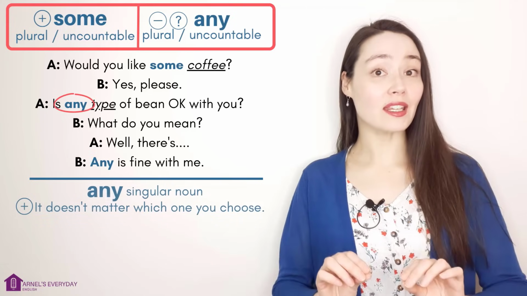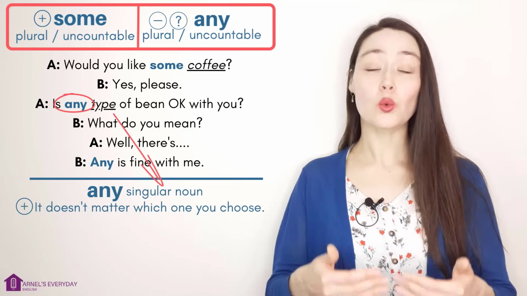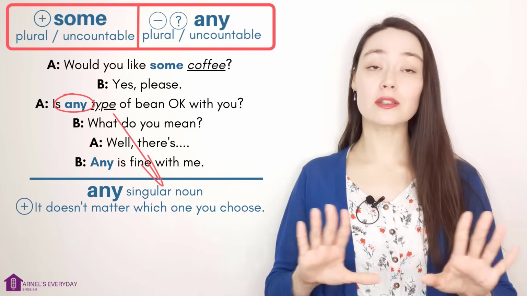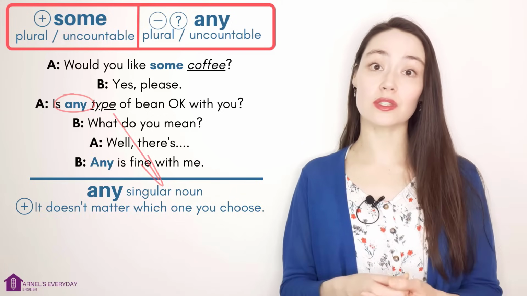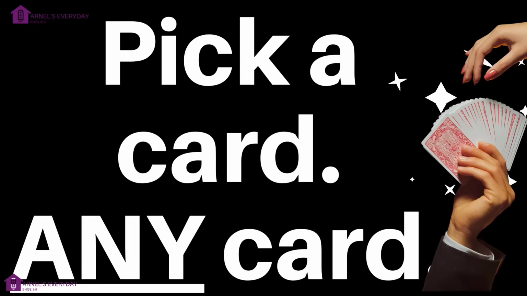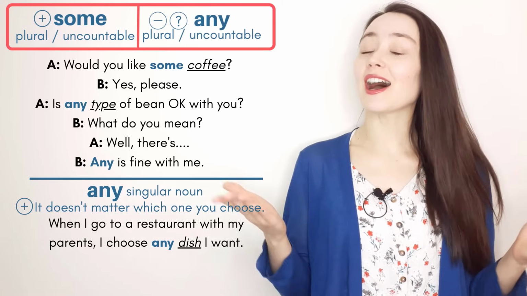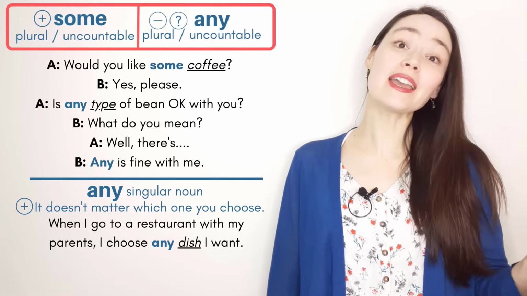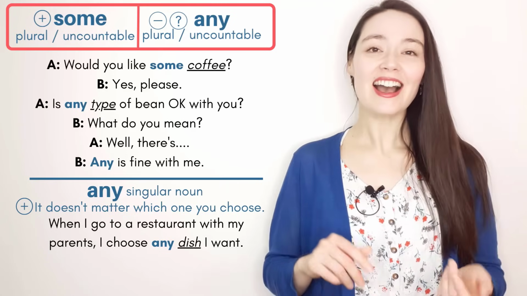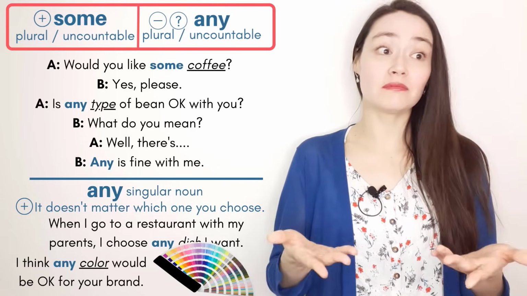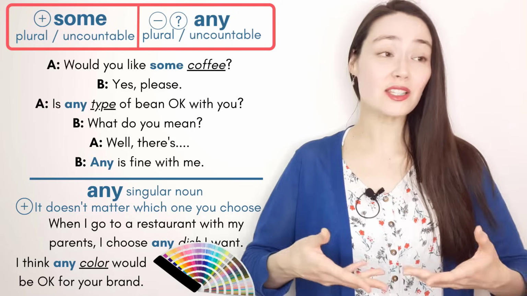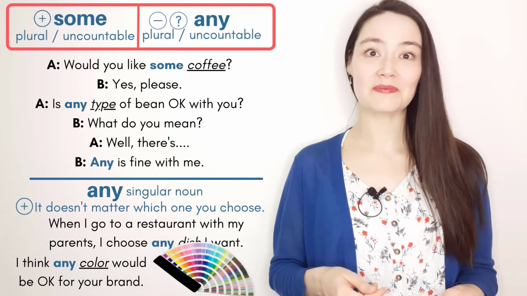We can use any with a singular noun when we mean it doesn't matter which one you choose. Like a magician could say to you, pick a card, any card. When I go to a restaurant with my parents, I choose any dish I want, because they're paying. I don't need to look at the price. I think any color would be okay for your brand. It doesn't matter which color you choose.